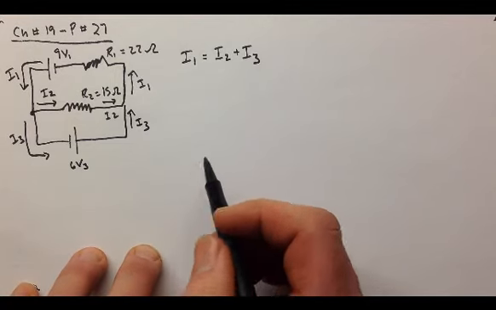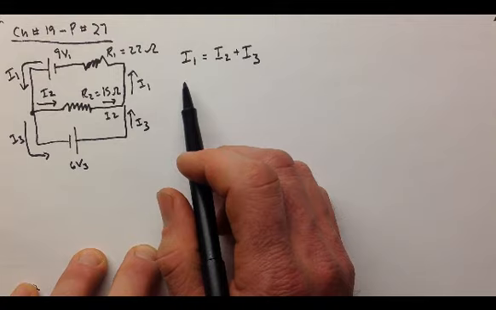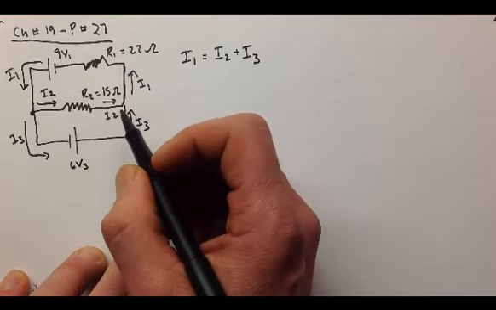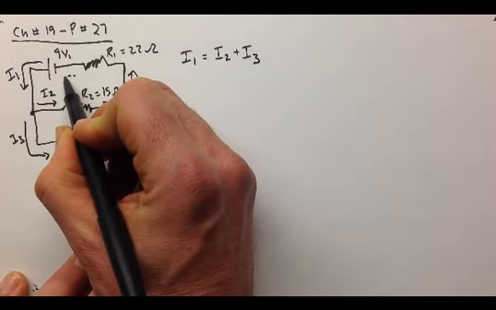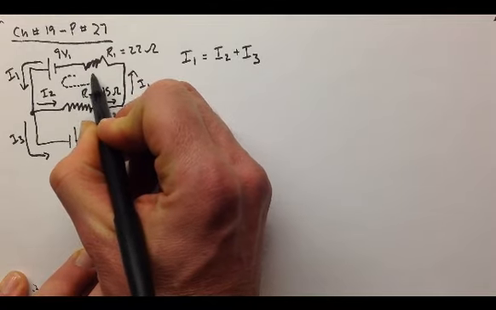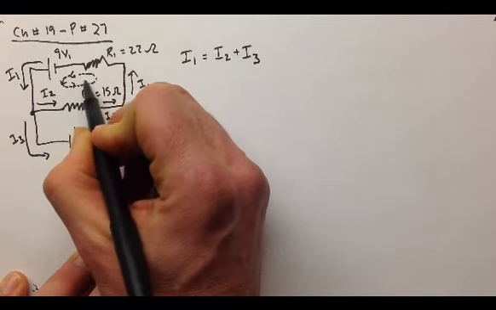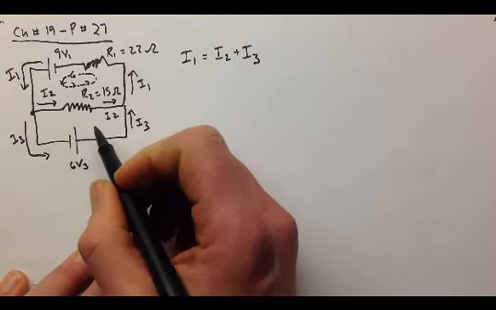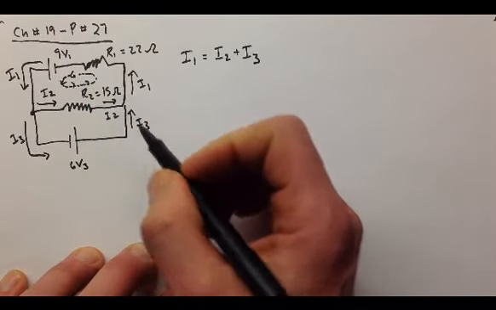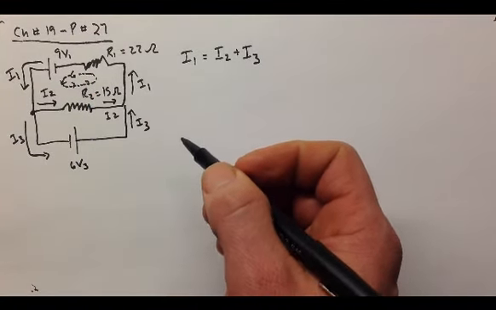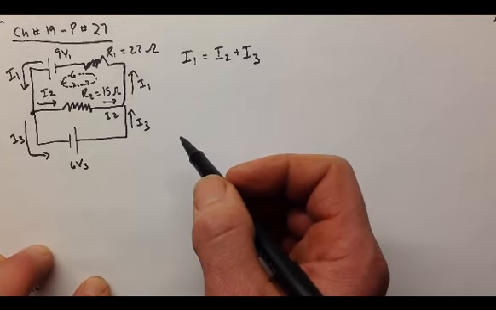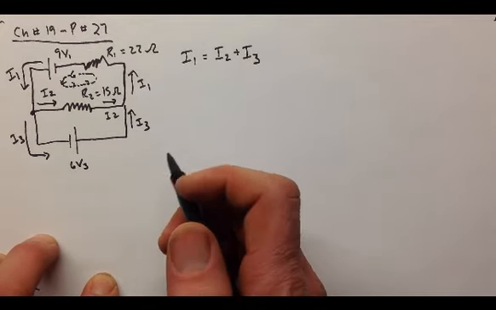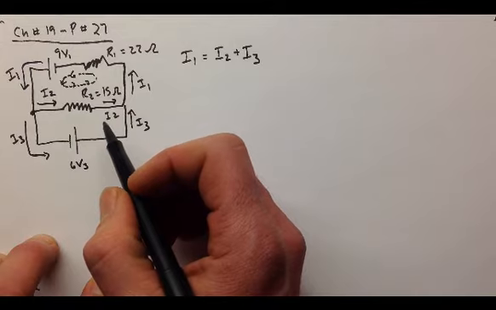That makes sense. Now, what might be new or a little less easy to understand is the loop rule. Technically speaking, there are three loops in this problem. The current goes around this loop this way, right? The current goes around this loop, which I could do. I could also do the entire loop. So there's three different loops I could go around to use the loop rule. Remember, the loop rule says that the total voltage ups and downs must equal zero.